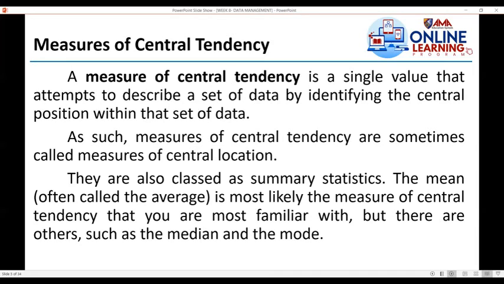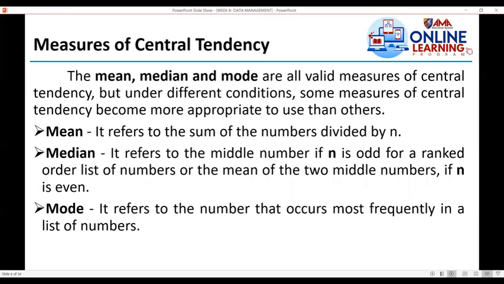The mean, often called the average, is most likely the measure of central tendency that you are most familiar with. But there are also others such as the median and the mode. The mean, median, and mode are all valid measures of central tendency. But under different conditions, some measures of central tendency become more appropriate to use than the others. There are situations and problems wherein the mean is more appropriate than the median and mode. But there are also situations wherein the median and the mode are more appropriate than the mean.